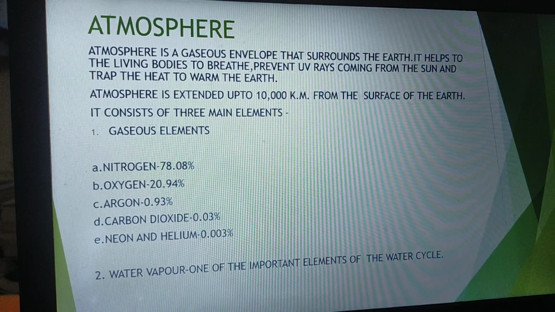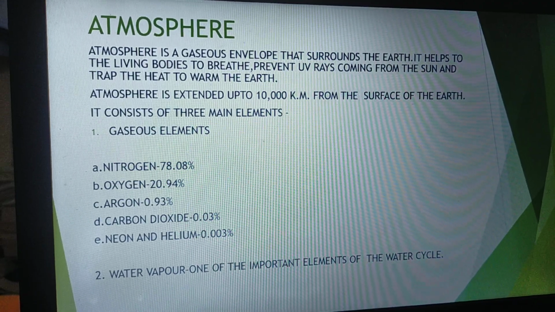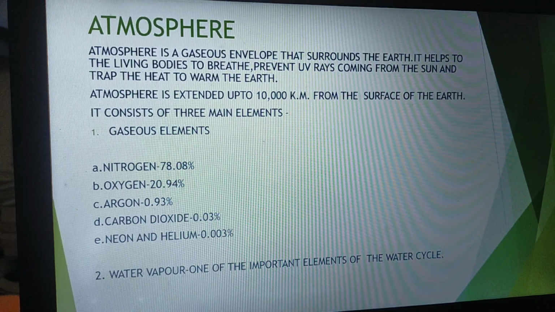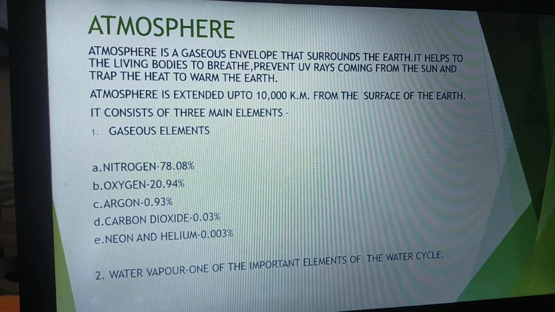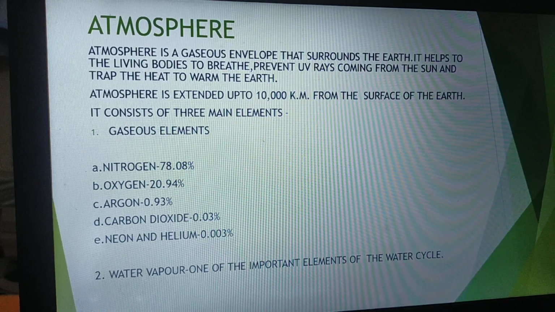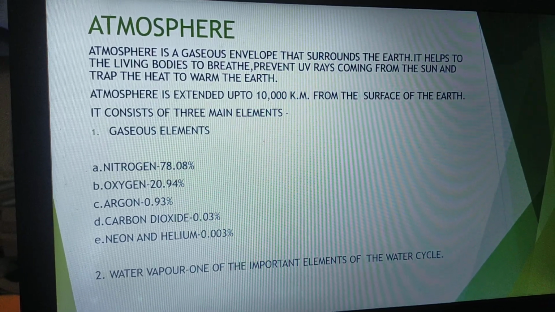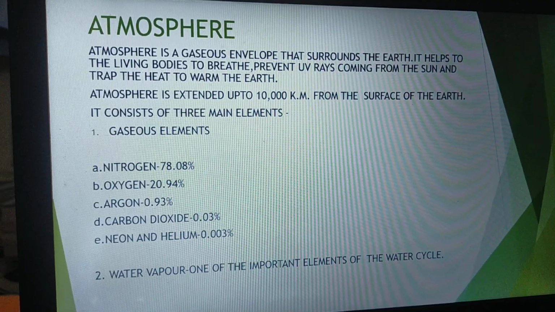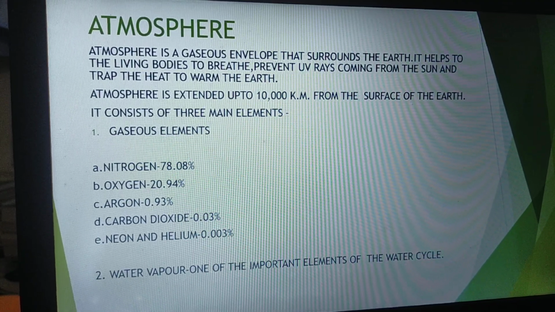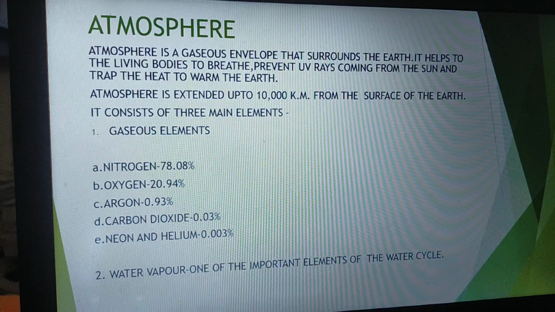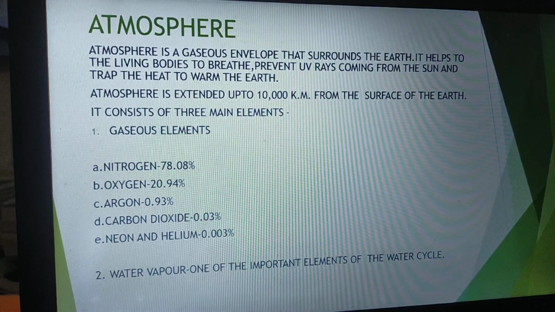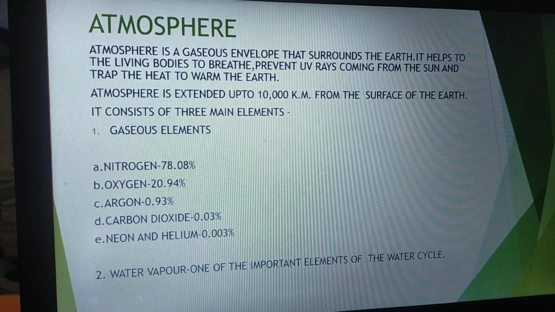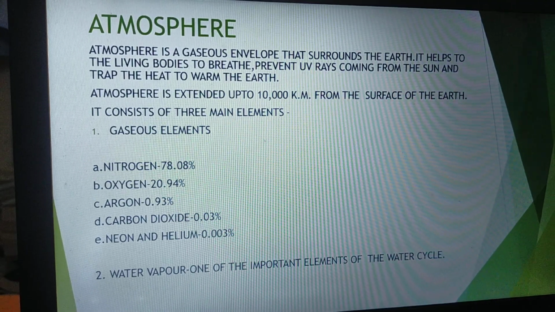Under the gaseous elements, there are nitrogen 78.08%, oxygen 20.94%, argon 0.93%, carbon dioxide 0.03%, and neon and helium comprising 0.003%. The second element is water vapor. This water vapor is one of the important elements of the water cycle.